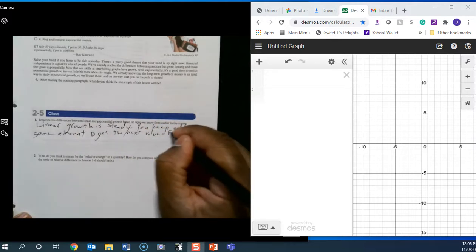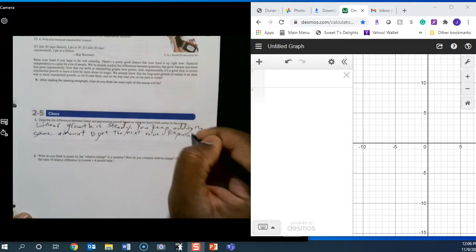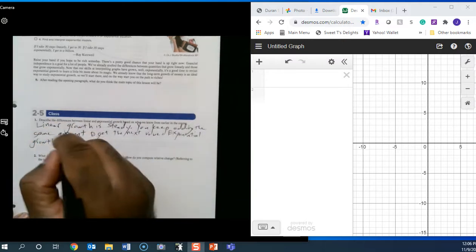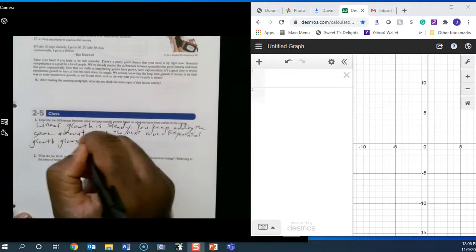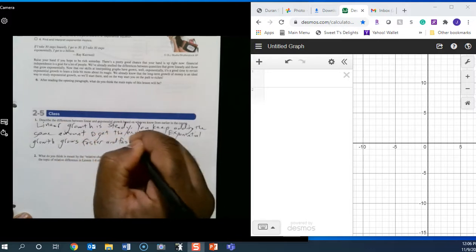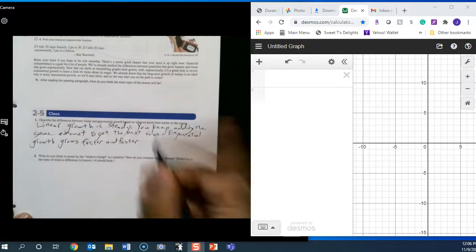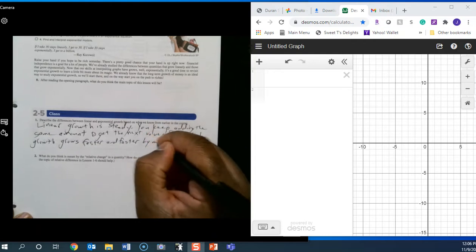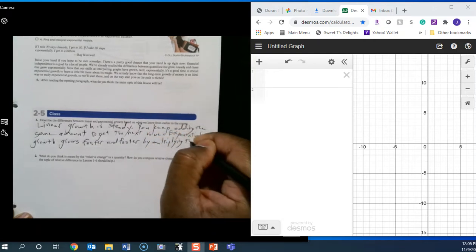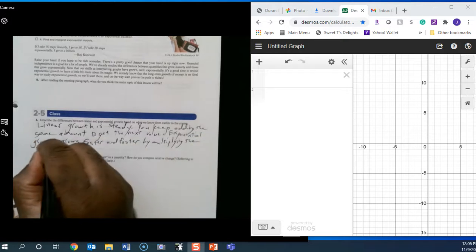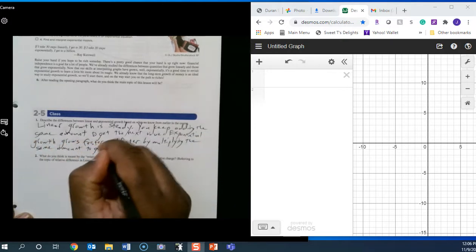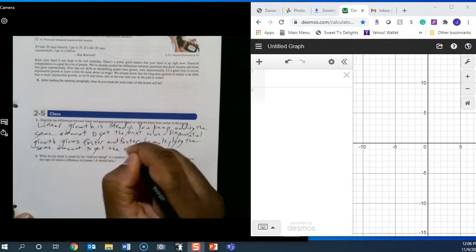Exponential growth grows faster and faster by multiplying the same amount to get the next value.